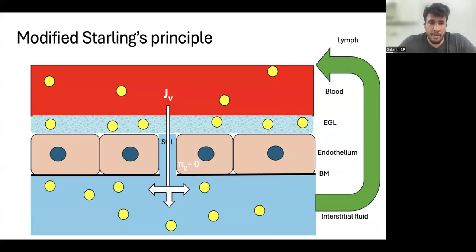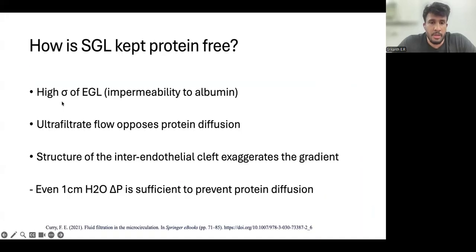So basically, whenever you have edema, according to the modified Starling principle, it is always due to lymphatic failure and nothing else. Okay, so all the fluid that is reabsorbed in the body from the tissues and the interstitium happens from the lymphatic channels and nothing else. So, how is the subglycocalyx layer kept protein free?